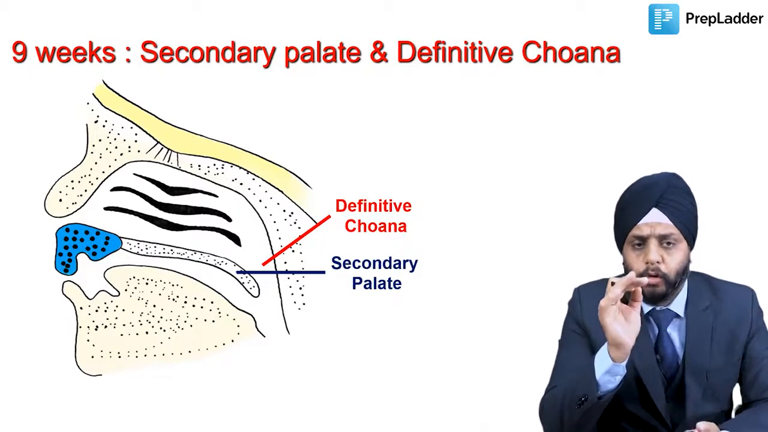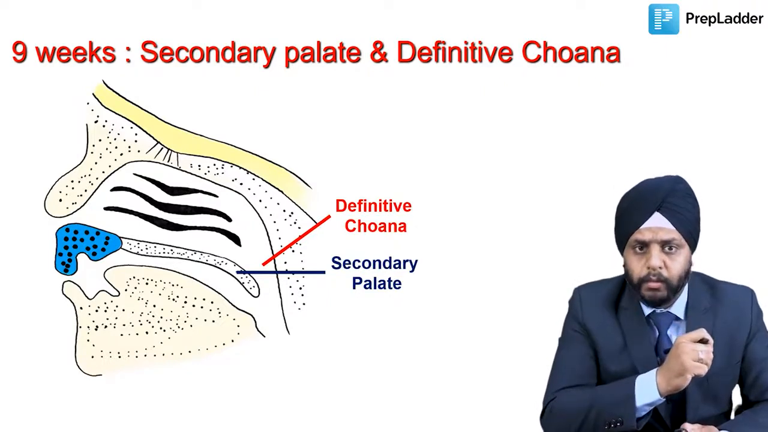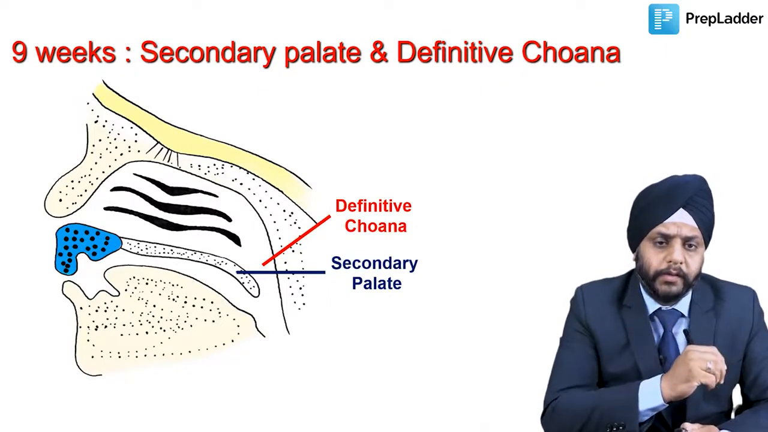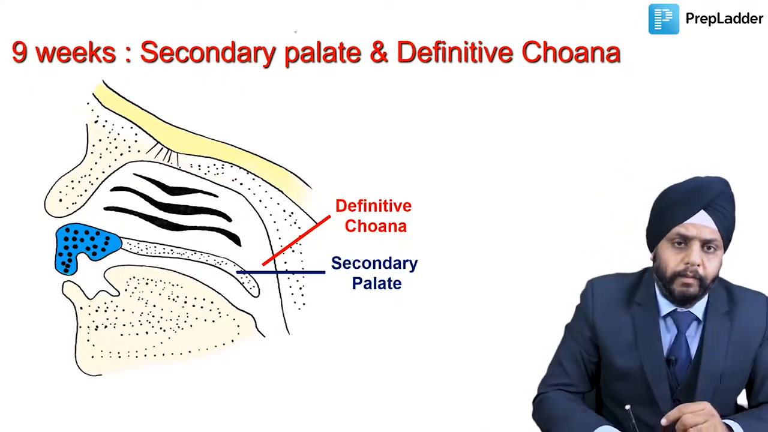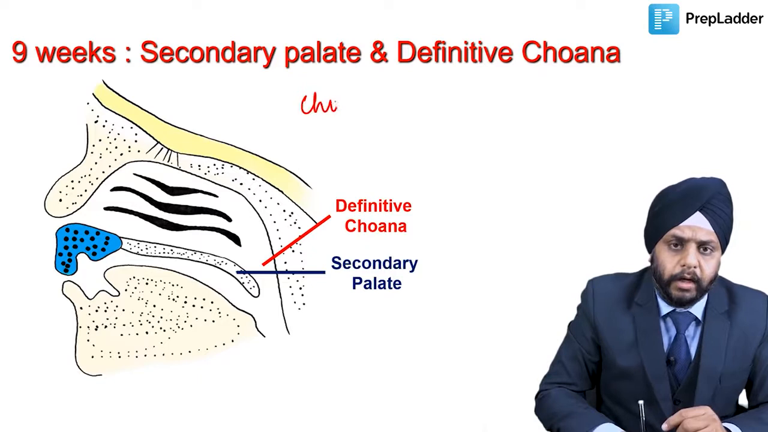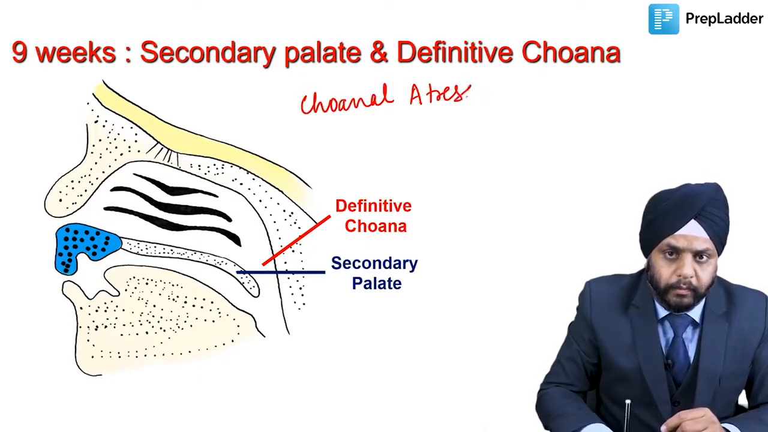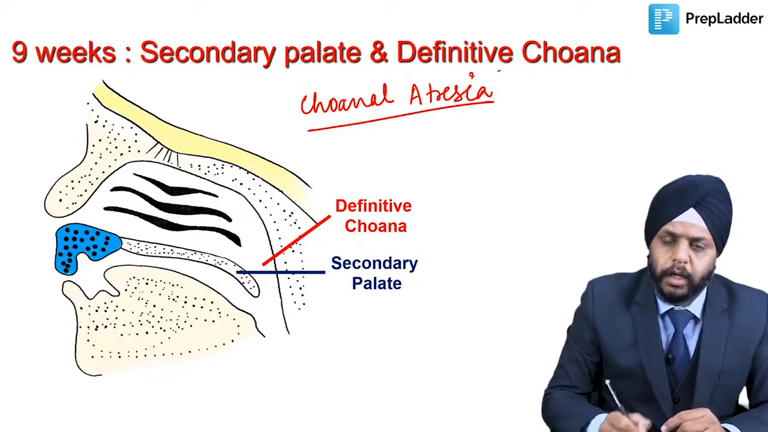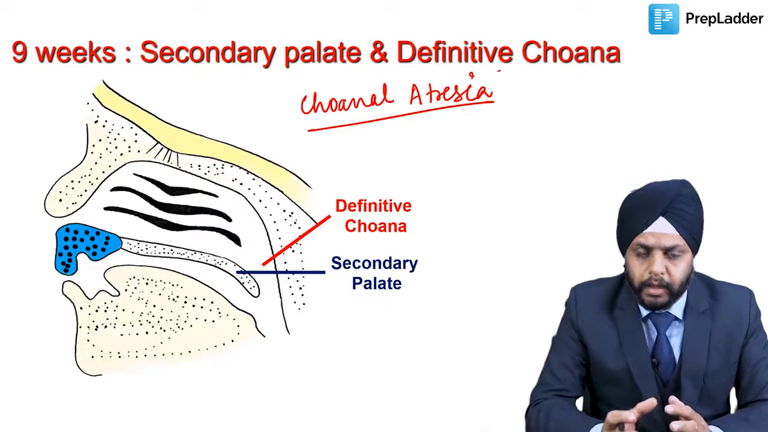if the oronasal membrane does not break down, this choana will not be formed, and we will have a condition known as choanal atresia, right? So we will discuss this condition, choanal atresia, in the next topic.